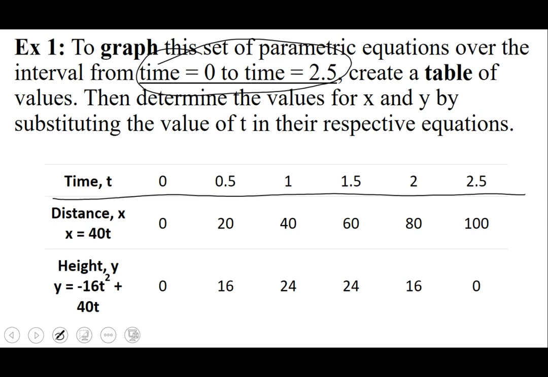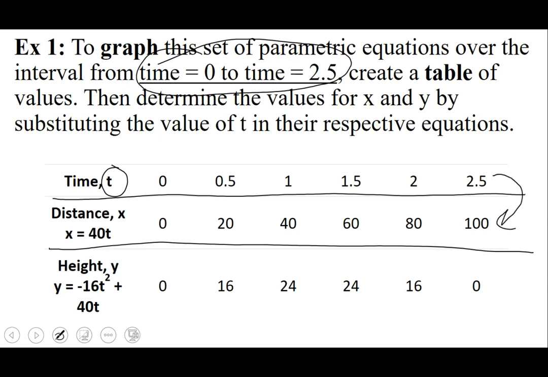But whether you had used half a second or 1 second really wouldn't matter all that much. Then you're going to make a column for the x, which in this case they told you was distance, and the parameter was x equals 40t. So you're going to take each of these values of time and multiply it by 40. So hopefully it's very easy to see why this entire row becomes this row by simply multiplying each of the t values by 40.